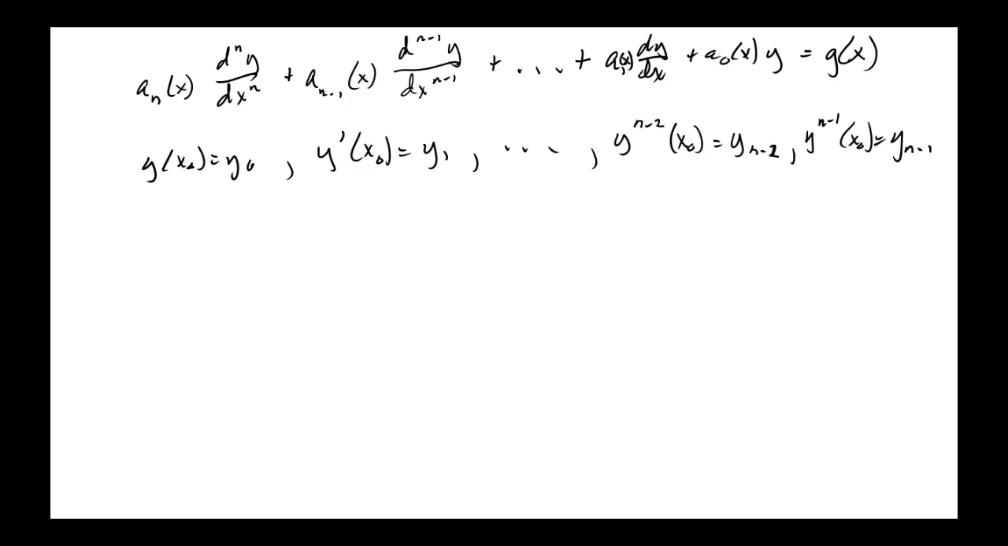You have nth order up here, so you have n initial conditions. But you only count to n minus 1, because this one would be 1, 2, 3, 4, 5. That gets you up to n minus 1, but your 0 is your nth one.